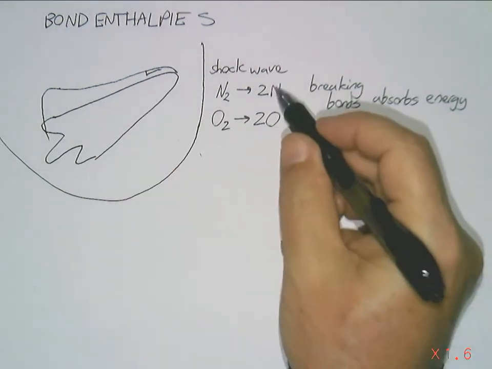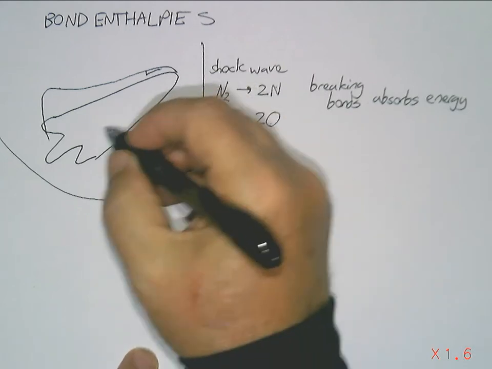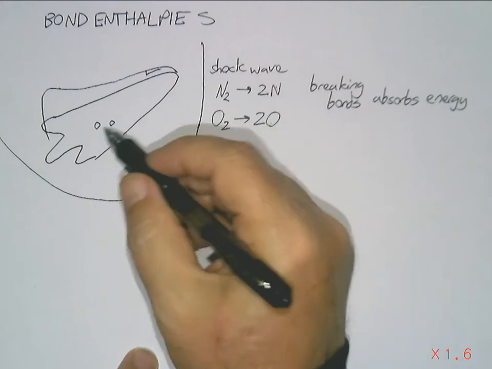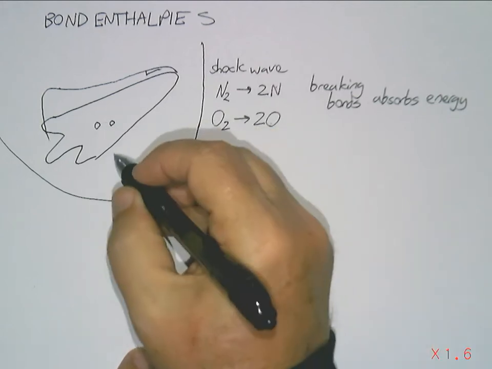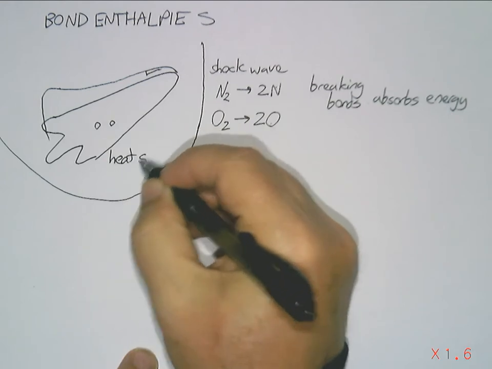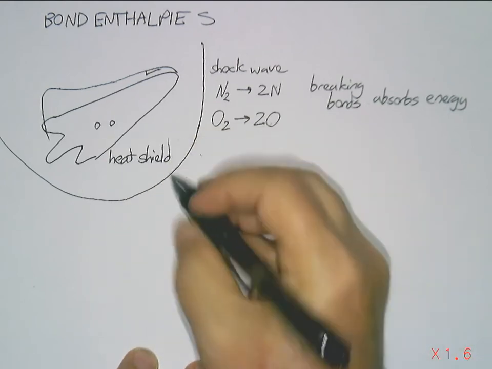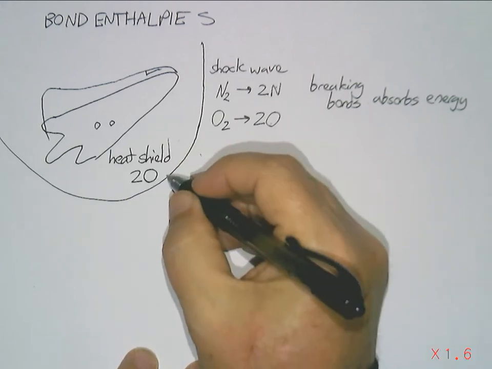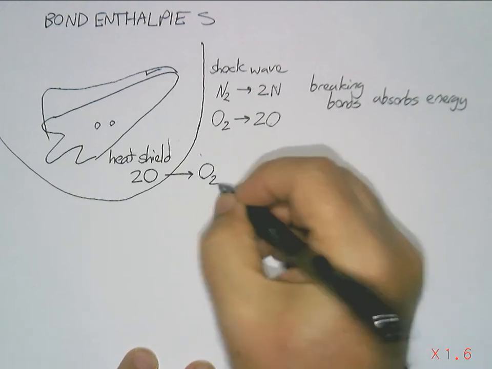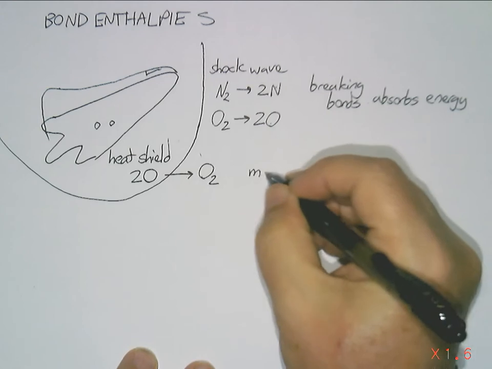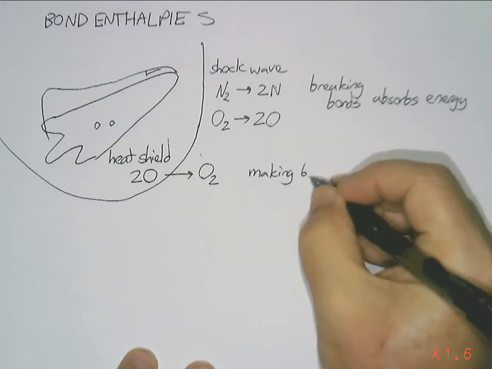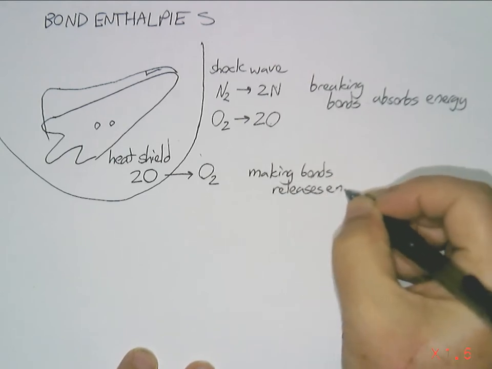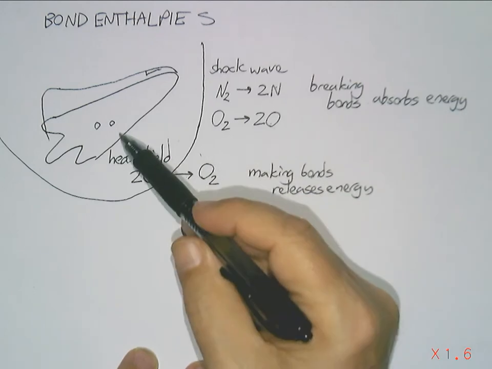Unfortunately, though, some of these free nitrogen and oxygen atoms will go and hit the heat shield on the bottom of the spacecraft, and they will join up again. So on the heat shield here, you have the reverse reactions occurring. Whenever a couple of oxygen atoms meet up on the heat shield, they can form an O2 molecule again. Now you've made a bond. That energy will appear as heat.